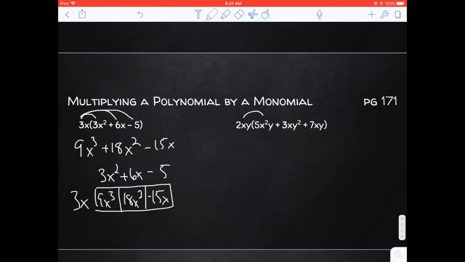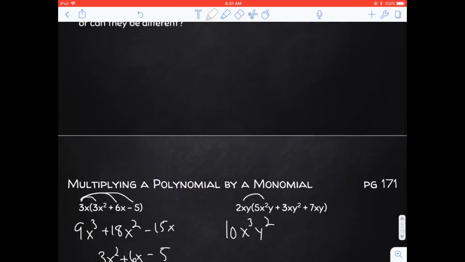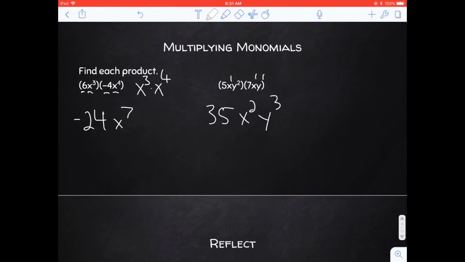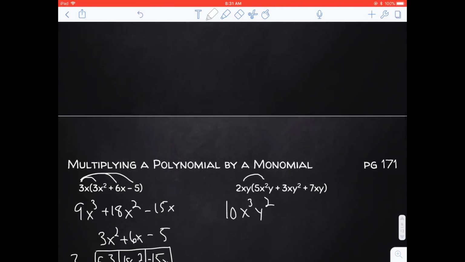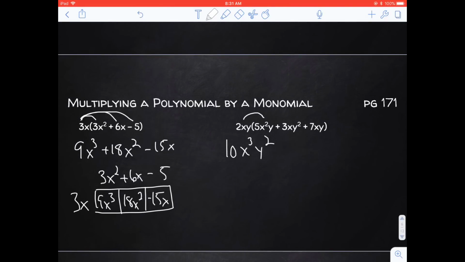Alright, so let's do the second one. Again, multiplying in, deal with the numbers. So 2 times 5 is 10. X times x squared is x cubed, and y times y is y squared. Notice even though we've added a variable and we've added multiple terms, all we're doing is the same thing as we did on the previous one. Up here, I dealt with my numbers, then my x's, then my y's. So we're doing the same thing. We're just going to repeat that process 3 times for this one.